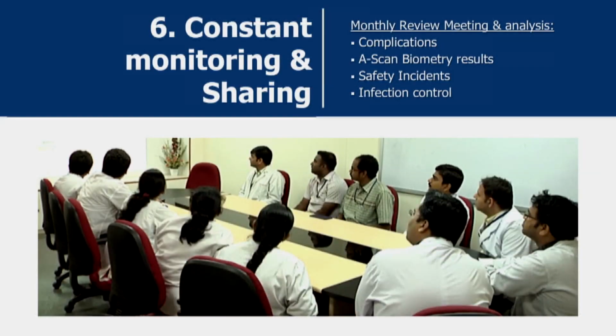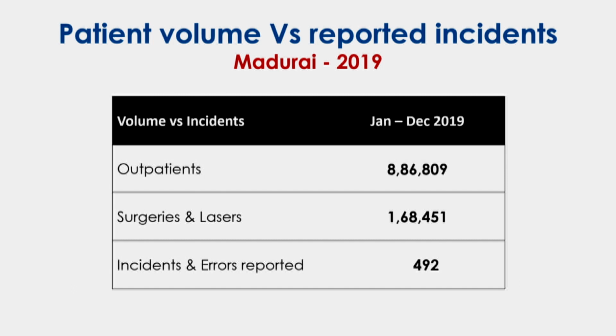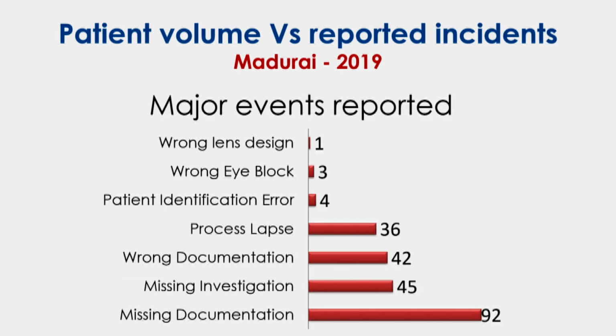And then it's also important that we share this. Like the other report I showed you, this is for the year 2019, where we had seen close to about 9 lakh patients, and we've done about 1,68,000 surgeries and 492 errors.